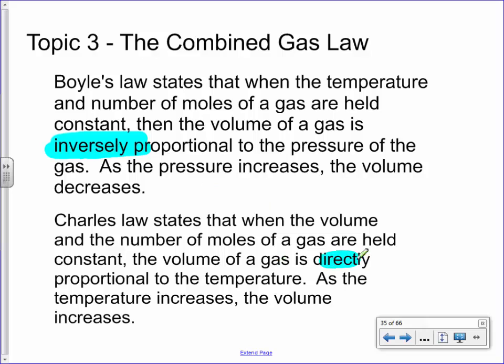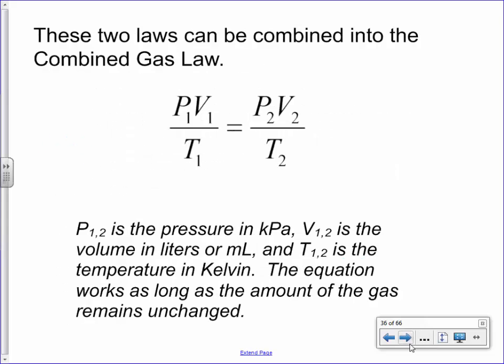Charles' law, the word we use is it's a directly proportional relationship. So if one goes up, the other also goes up. Does that make sense? Well, I don't know who figured this out, but someone realized that we can take one law and the other law and merge them together. Hence the title, the combined gas law. This is really easy. This is the combined gas law. And maybe it even kind of makes sense.